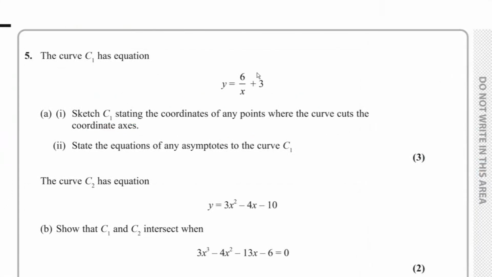Question number 5. The curve C1 has equation y equals 6 over x plus 3. For part A, for the first part, sketch C1 stating the coordinates of any points where the curve cuts the coordinate axis, and then for the second part, state the equations of any asymptotes to the curve C1.